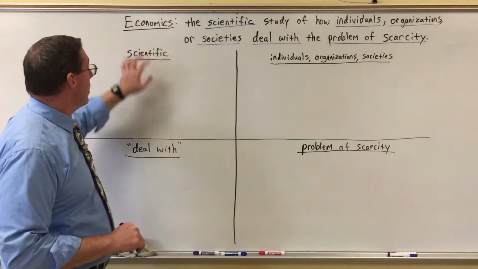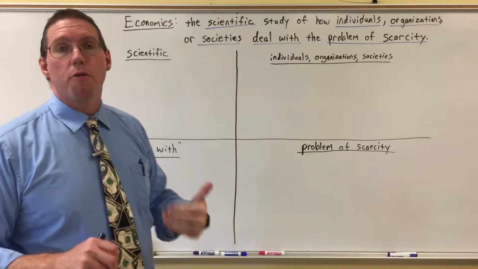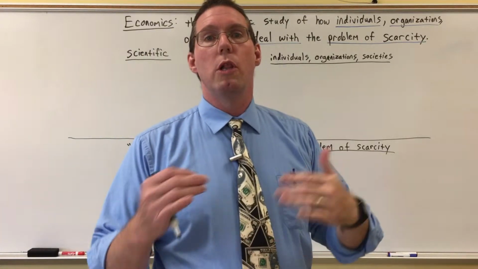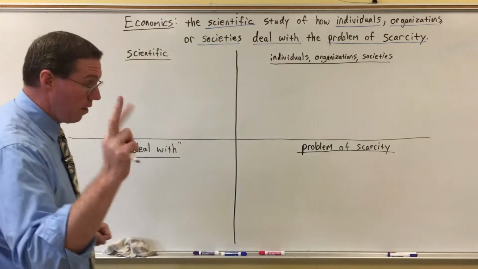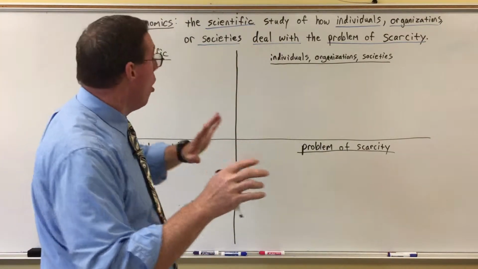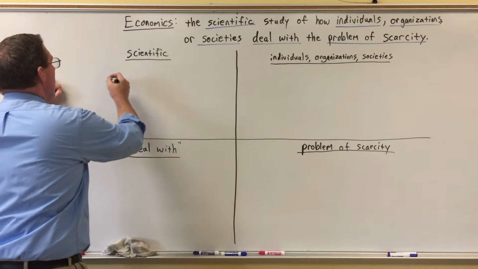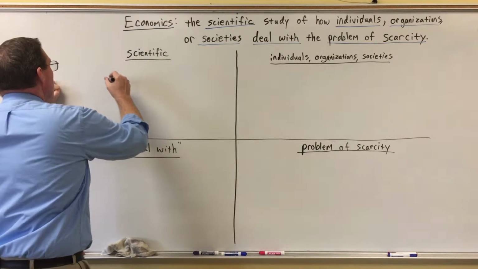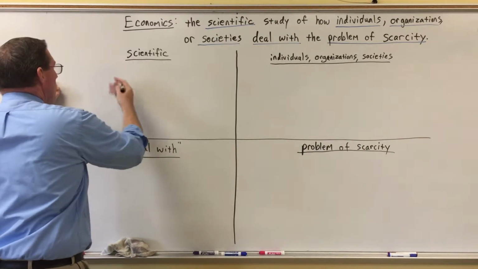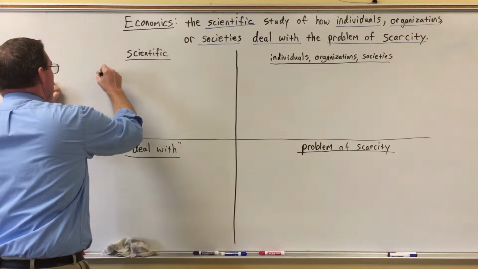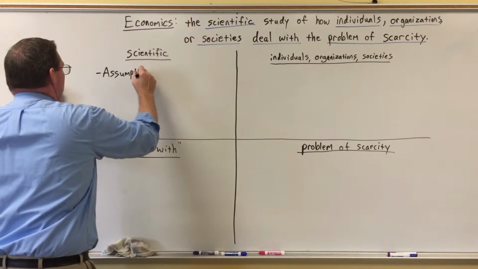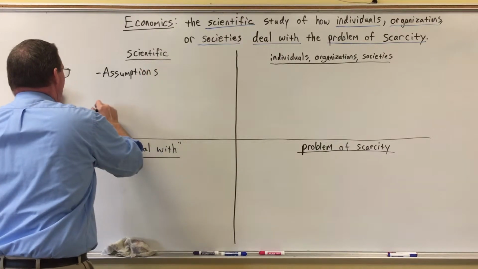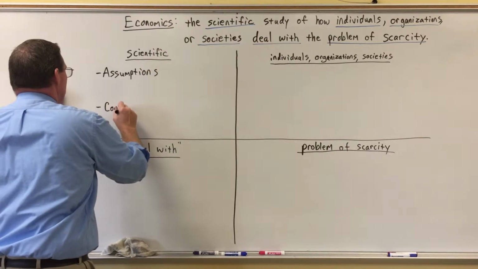And because economics is scientific, there are certain things that go along with all science. And two of those things that we're going to focus on, we're not going to do all of science, but the two main things I want you to understand is that when we approach a subject in science, we have to make assumptions and we have to draw conclusions.